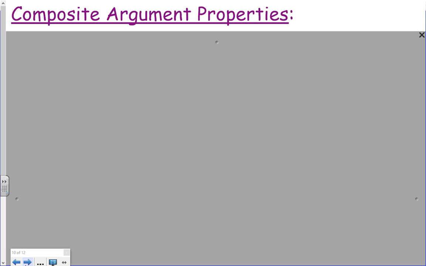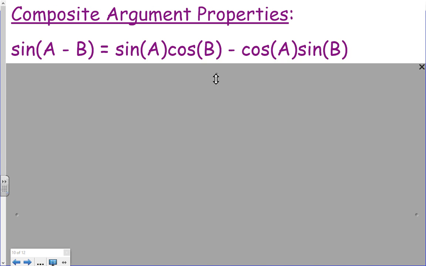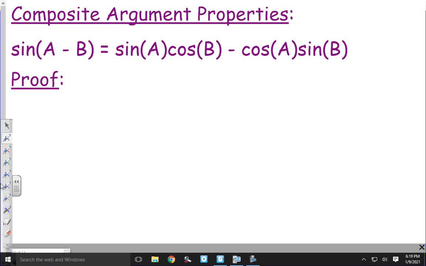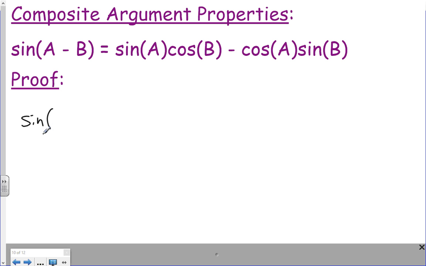All right, let's continue with these. And again, we're going to tackle these one at a time here. Now I have the sine of A minus B is equal to the sine of A times the cosine of B minus the cosine of A times the sine of B. So let's start this out like we did with the previous one here. We'll write down the left side of this property.